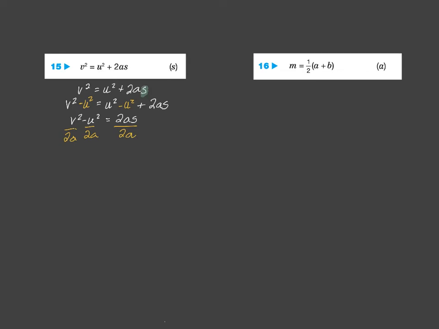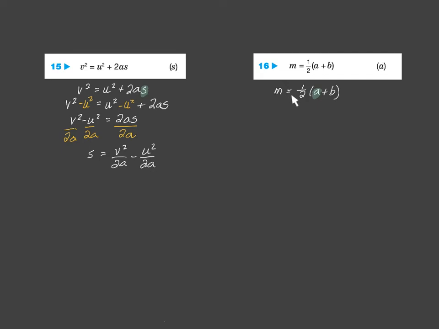I'm going to write the right-hand side first. 2a divided by 2a is equal to 1. S is equal to, and now the left-hand side, v squared over 2a minus u squared over 2a.